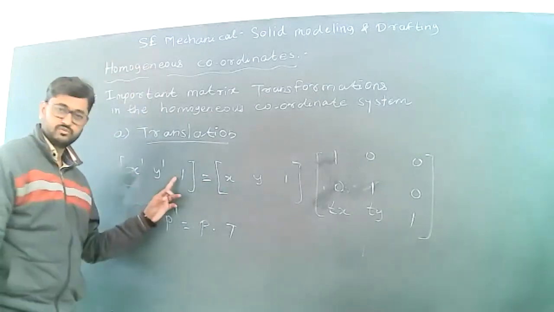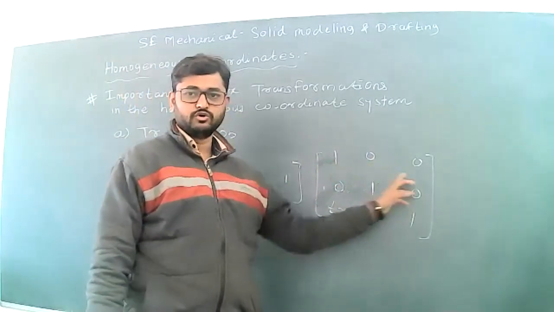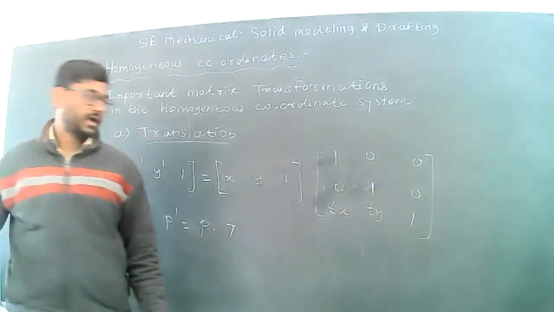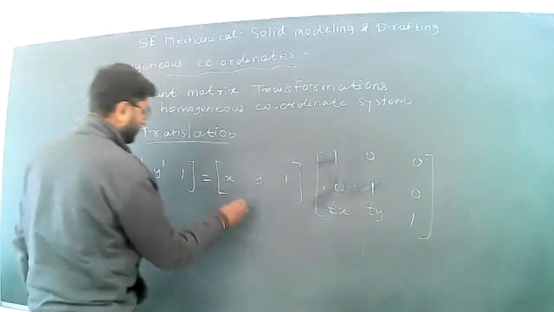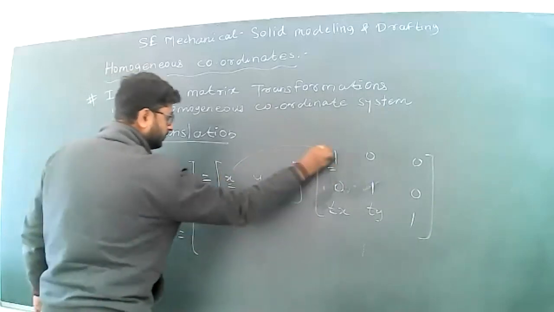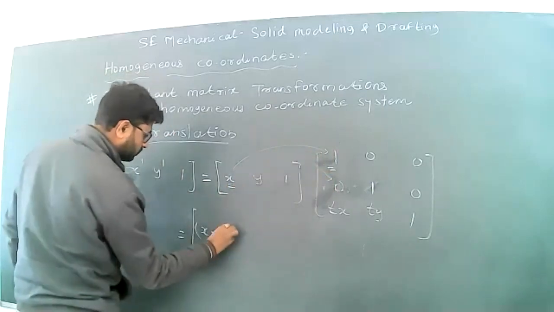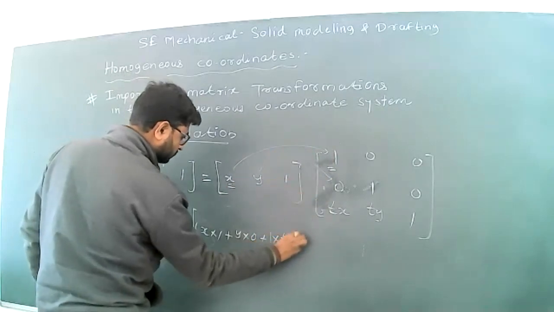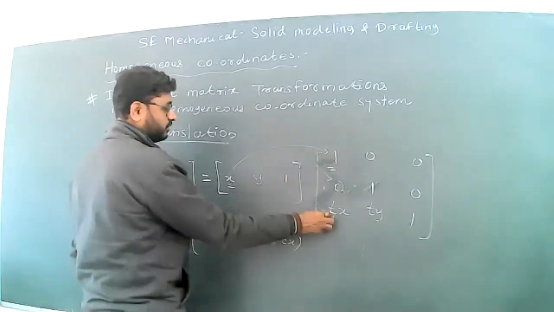So [x' y' 1] is equal to [x y 1] into [1 0 0; 0 1 0; tx ty 1]. After multiplying this row into the column matrix, you get the first term as x into 1, plus y into 0, plus 1 into tx.